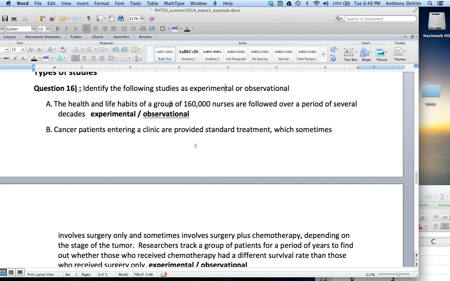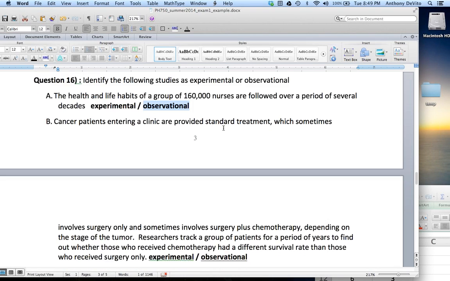The health and life habits of a group of 160,000 nurses are followed over a period of several decades. Is it experimental or observational? It's underlined observational here because I think it's a typing thing in Excel. Let me get rid of that. Okay, go ahead. Is it observational? It's observational, right? Because you're not doing an experiment, you're just observing them.